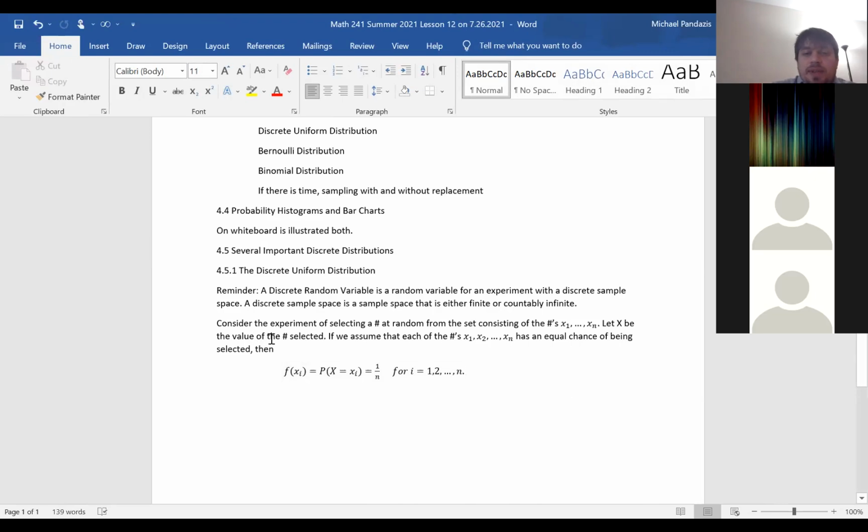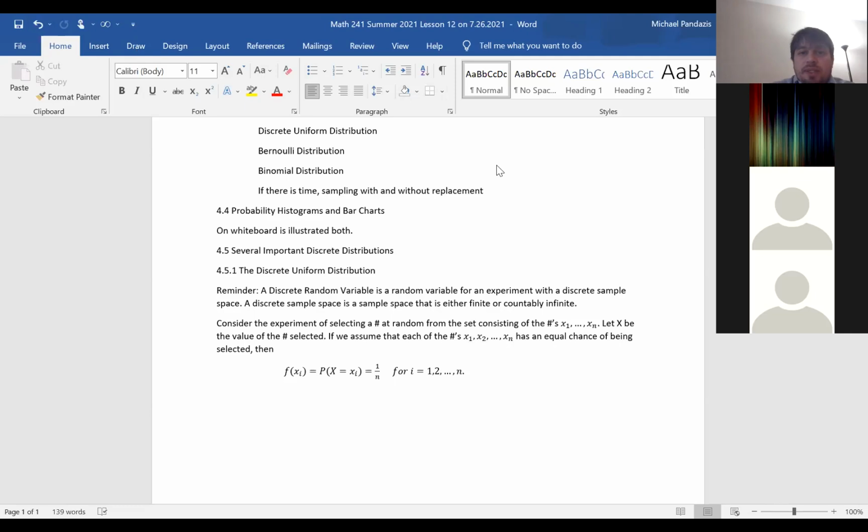So let capital X be the value of the number selected. If we assume that each of the x values, x1 to xn, has an equal chance of being selected, then the probability of choosing one of them is 1 over n. There's n of them, there's little n of them, right? There's x1 to xn.